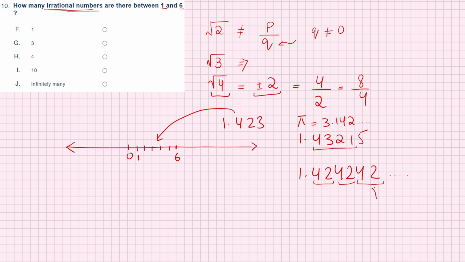So when there is a pattern, the number will not be an irrational number. But if the pattern is not present, and the number is a decimal number, we can say it is an irrational number because we cannot define that number in terms of a fraction. Okay, so there are infinitely many numbers between two whole numbers.